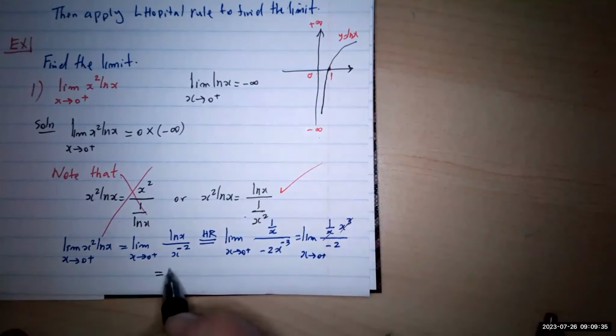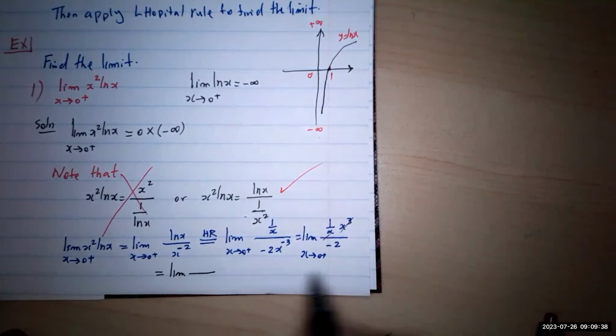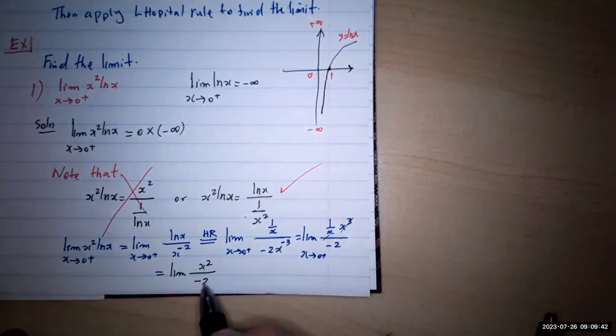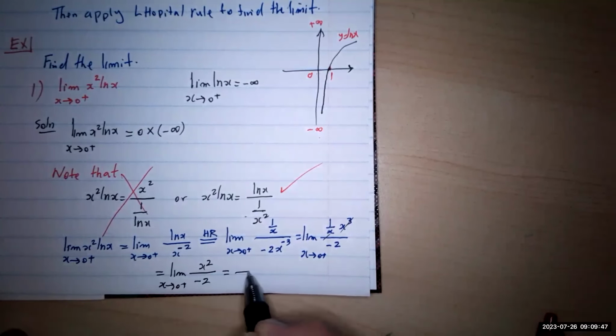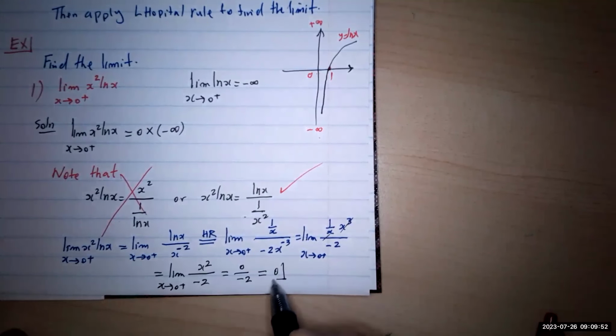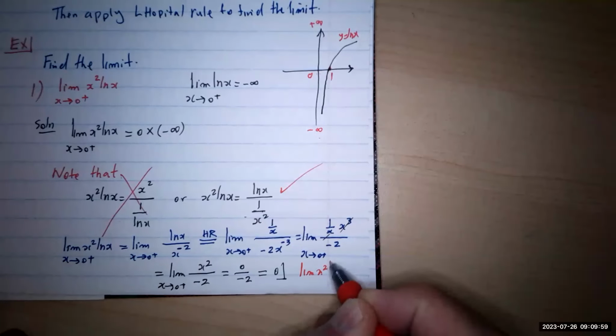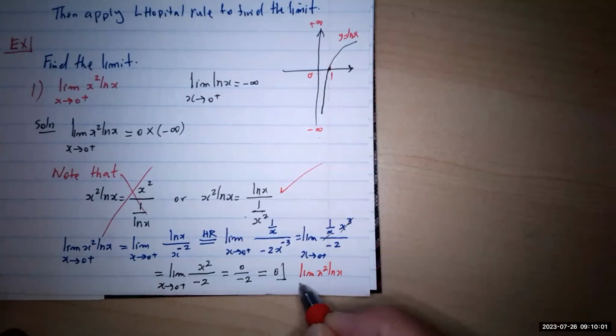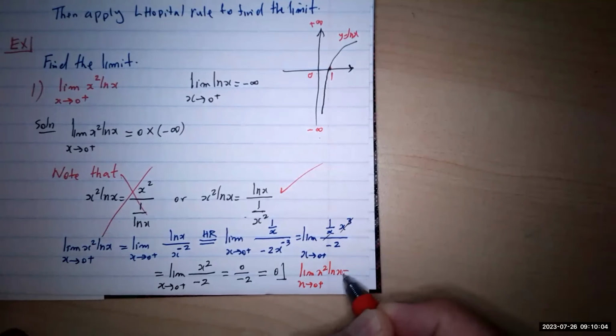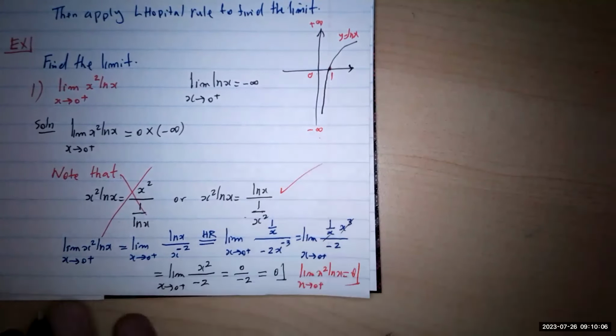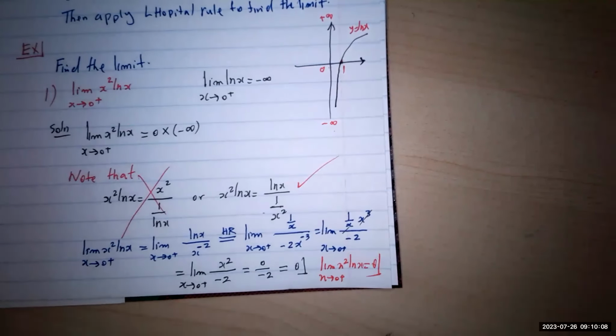So the leftover would be the limit of the top, you get x squared. The bottom one, we get the negative 2. x goes to 0. Substitute. So that gives 0 over negative 2, which is equal to 0. Done. So the limit of x squared ln x when x goes to 0 positive is equal to 0, and then done. See, very, very easy procedure.